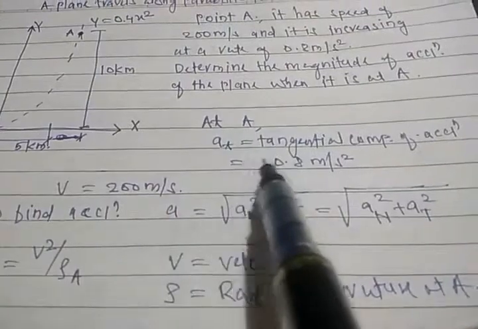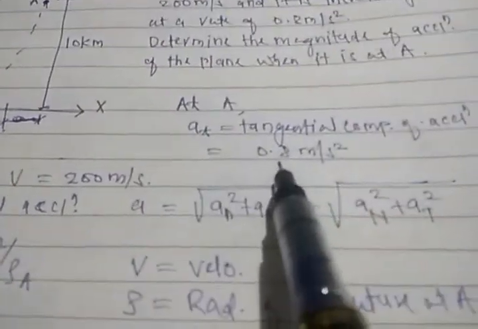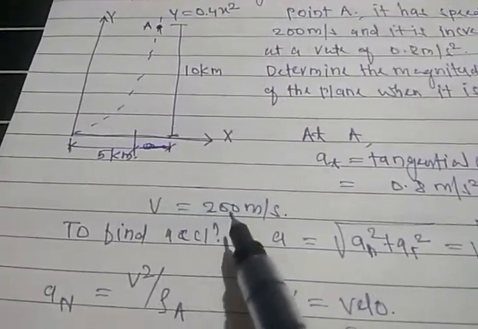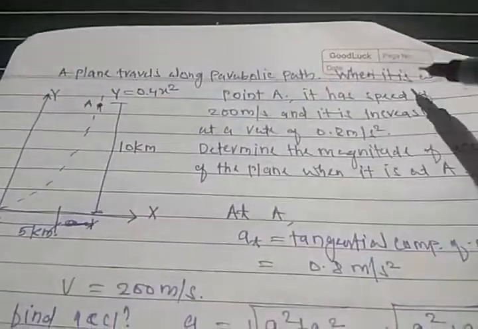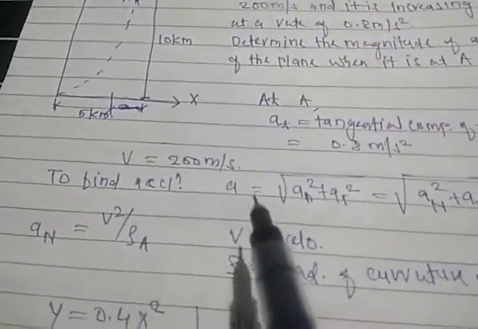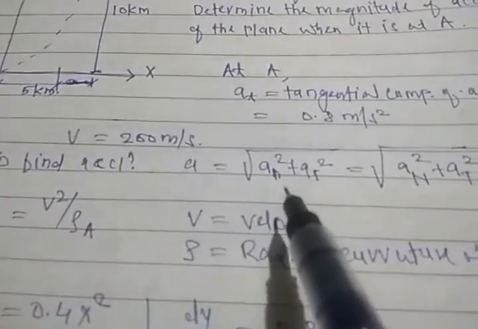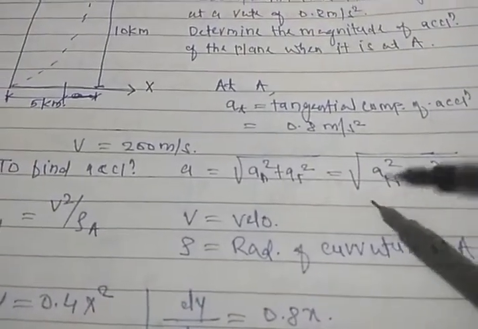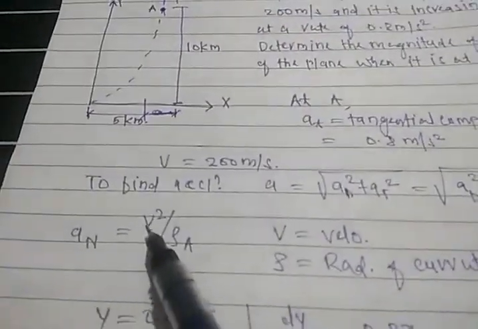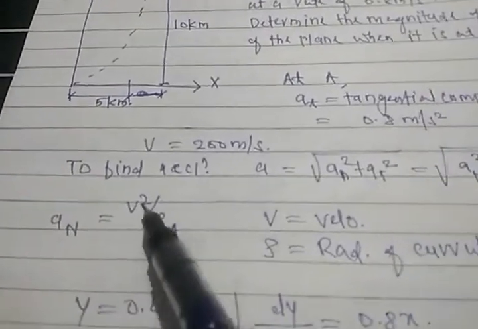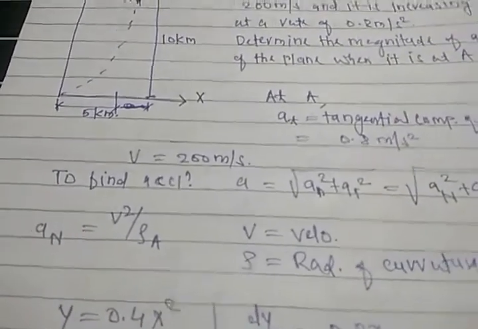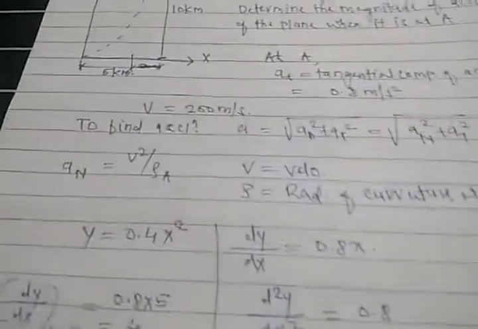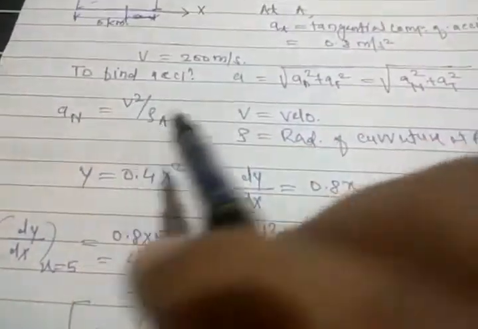At A, the tangential component of acceleration is 0.8 meter per second square, and velocity is 200 meter per second as given. Now to find acceleration, a is equal to square root of an square plus at square. We have at but we don't have an. Now an is given by the formula v square upon rho a, where v is velocity and rho a is the radius of curvature at A. But we have velocity, we don't have rho a.